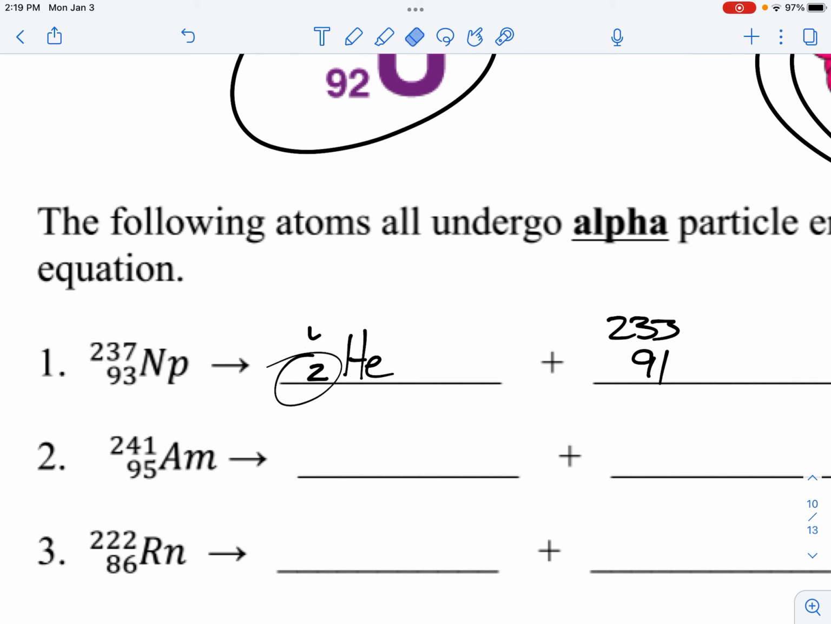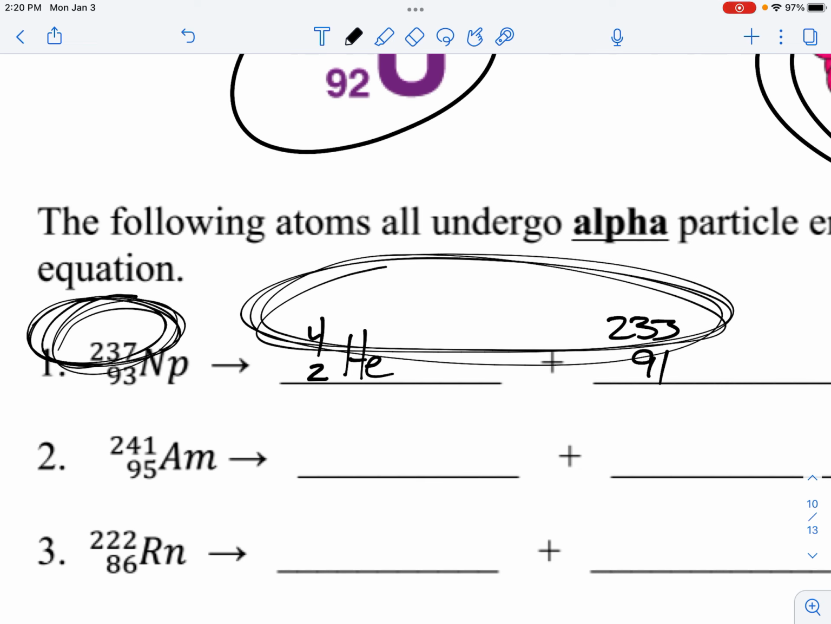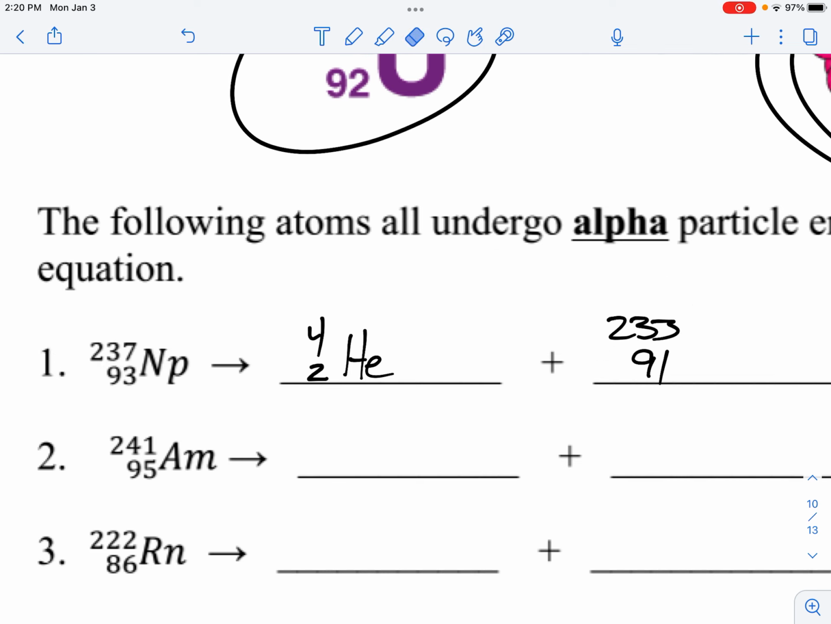So, once again, all you're going to do is make sure that everything on the left-hand side up top is the same as everything on the right-hand side up top. So the 237 that's here is going to be the same as the 4 and the 233 that's up here. Down here, I've got 93. Now I gave off 2. That means I'm left with 91.